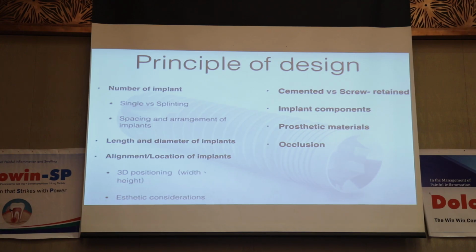And aesthetic considerations: in anteriors, you have to check whether bone loss is there, and how well you are going to take it towards palatally. All those calculations you have to do. Whether you are going to give a cemented or a screw retained kind of implant. So where you can go for cemented, and where you can give a screw retained.